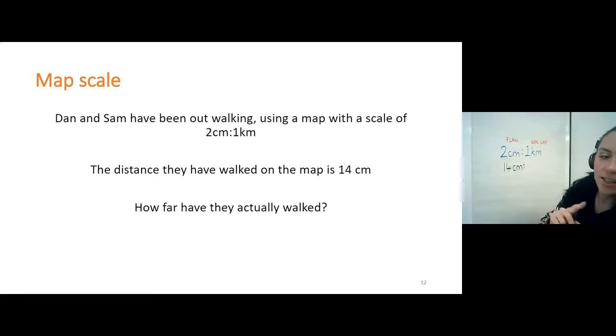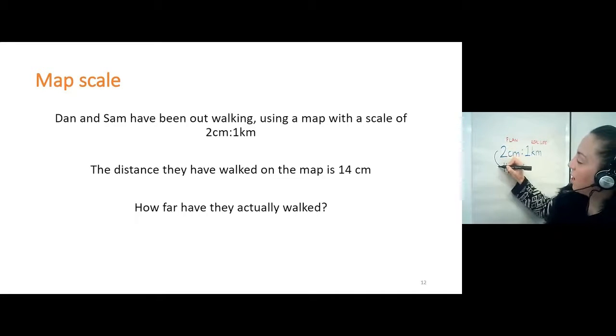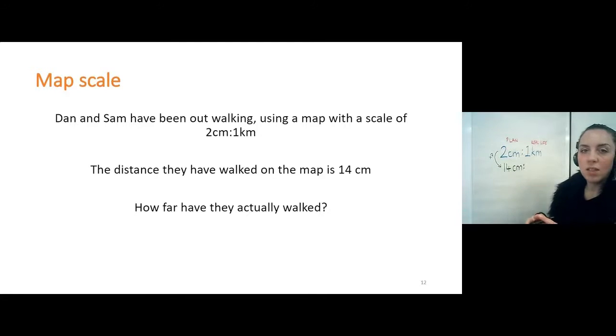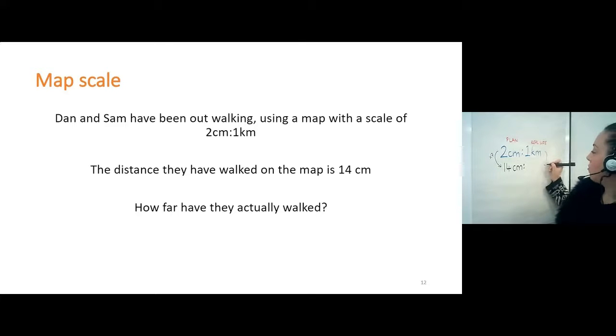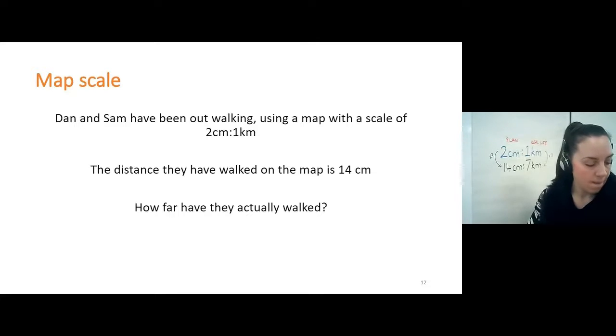7. Exactly. So this time we've multiplied this by 7 times. We've increased it 7-fold. To get from 2 to 14, we've increased the plan side by 7. So we're going to increase the real life side by 7 as well. So that would give us a real life distance of 7 kilometres. Does everybody see that one?